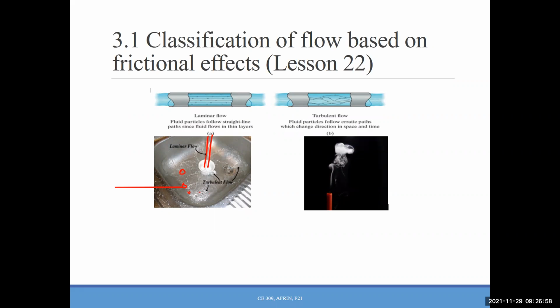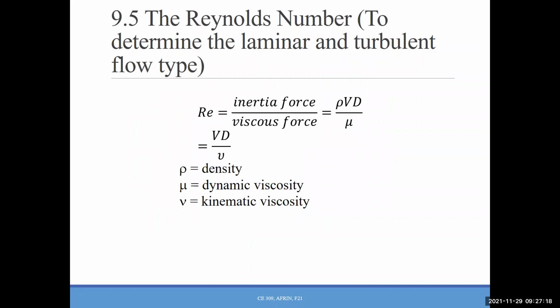Now, if we can see the flow, we can identify maybe a little bit what type of flow we are having, but there must be some mathematical way also to identify these types of flow, and that is actually the Reynolds number. The Reynolds number can identify whether we have laminar flow or turbulent flow. The Reynolds number is the ratio of inertia force over viscous force, rho v d over mu.